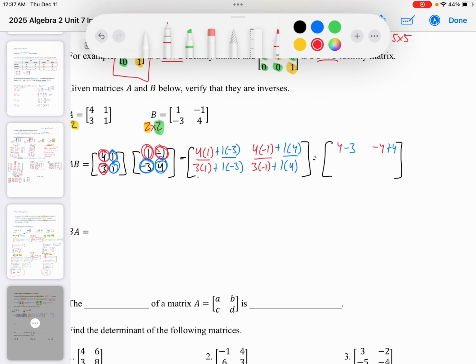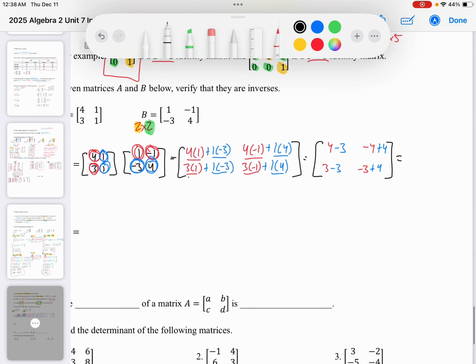And going down, 3 times 1 would give me 3. 1 times negative 3 would give me a minus 3, or negative 3. And then for the last entry, 3 times negative 1 is negative 3. And 1 times 4 is 4, so I will put plus 4 since it's a positive. And ultimately, we get 4 minus 3, which is 1.